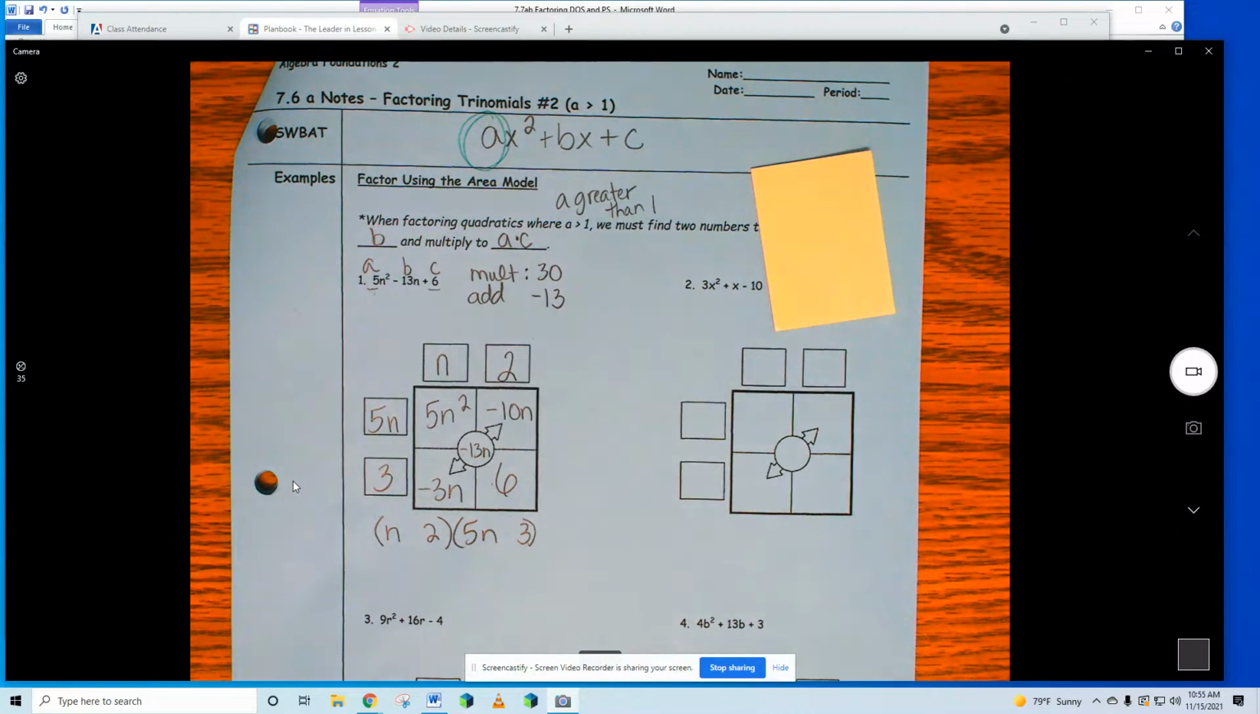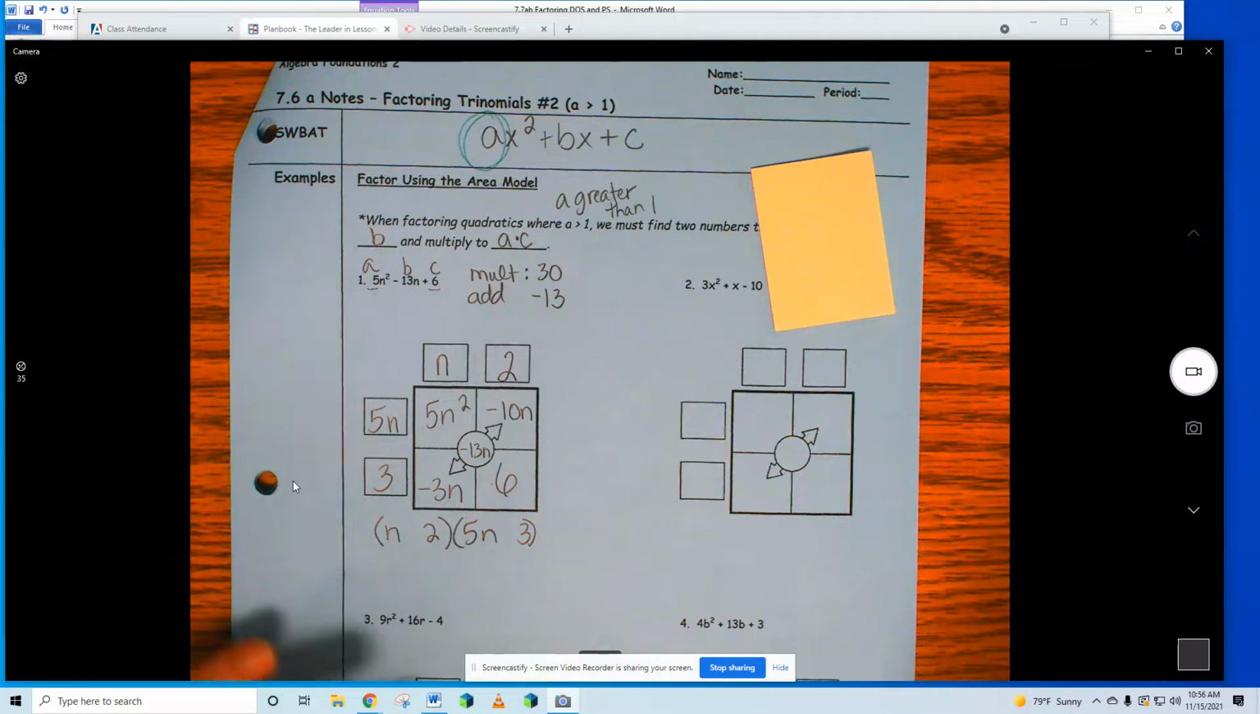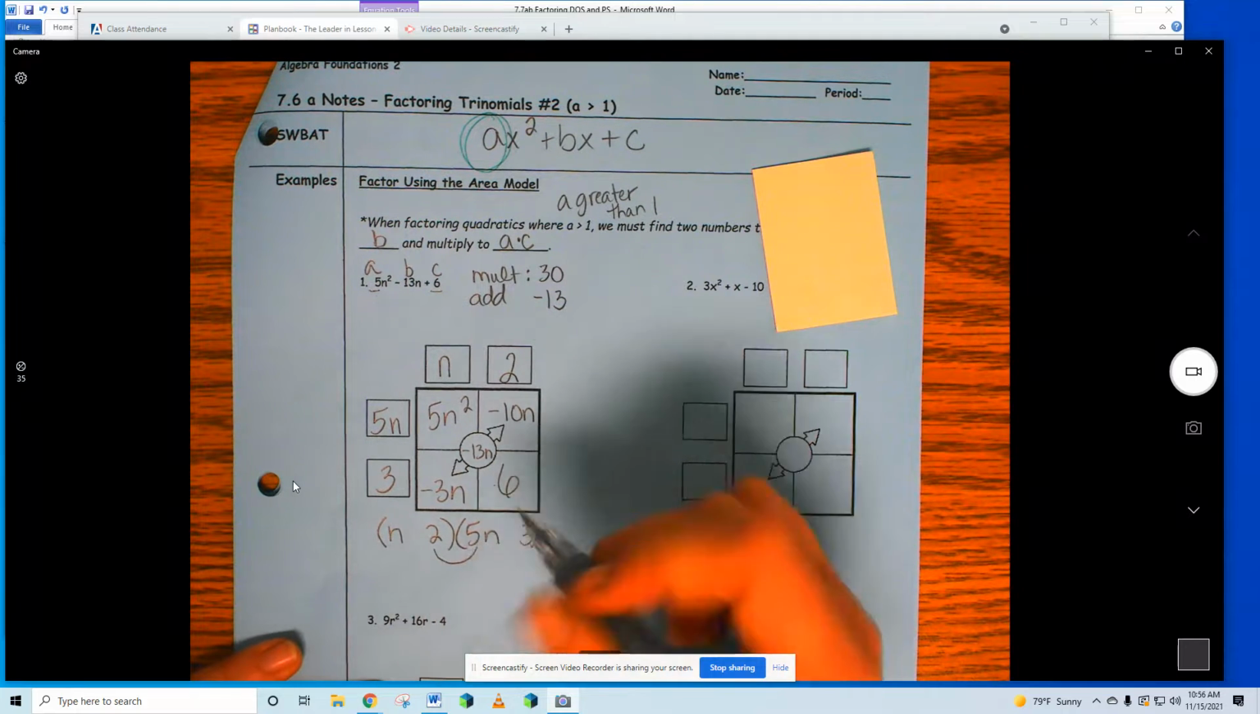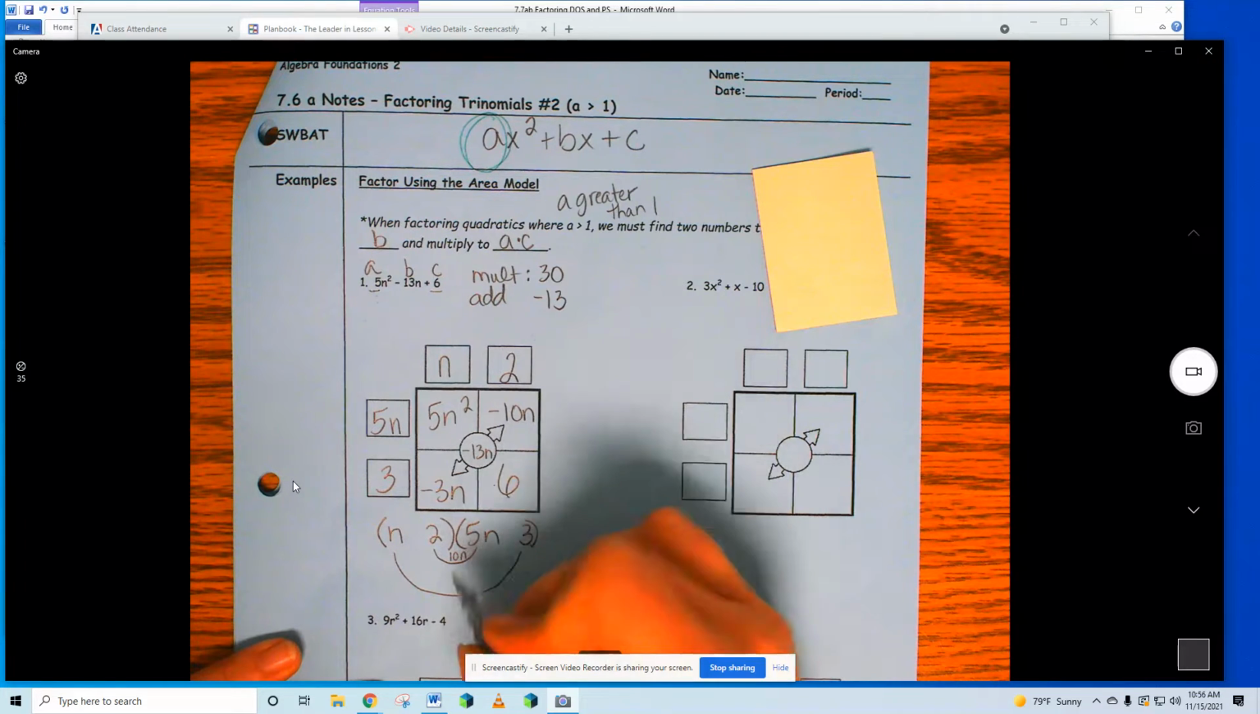I need to make a negative 13. You said that they were both negative 10 and negative 3. Now remember when we actually FOIL, this is the inside, that makes the 10n. And this is the outside, this makes the 3n. Yeah?